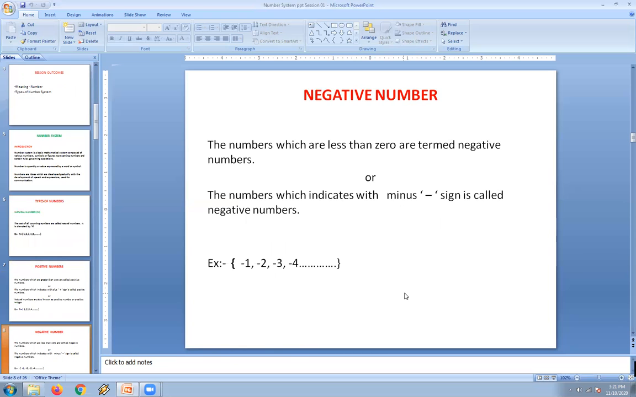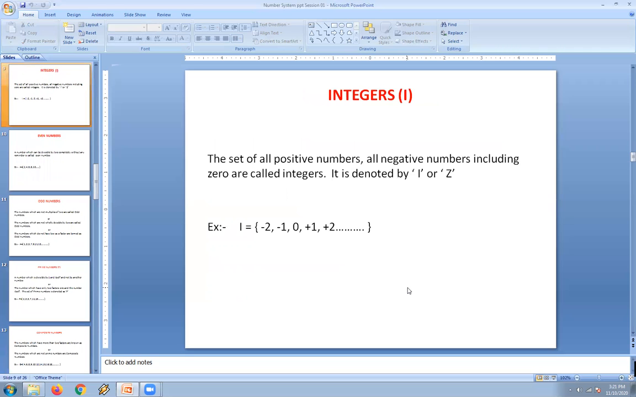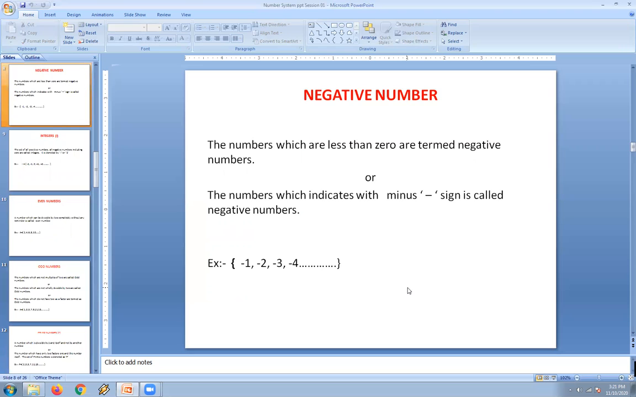The next thing is the negative number. A negative number is quite opposite to the positive numbers: the numbers which are less than 0. If it is more than 0, it is called a positive number. If it is less than 0, it is called a negative number, or a number which is indicated with a minus sign. It is nothing but -1, -2, -3, -4, and so on.